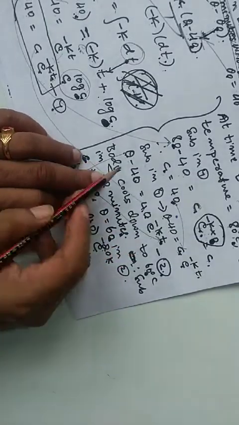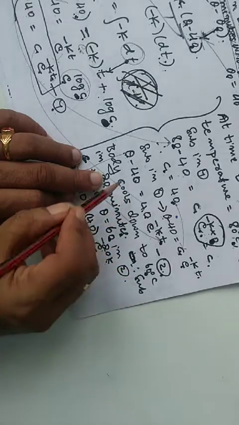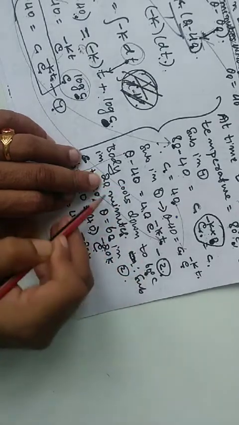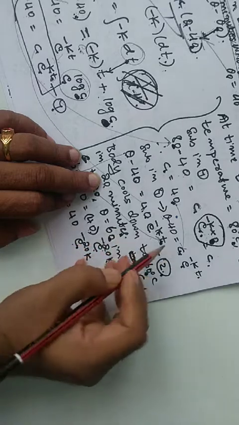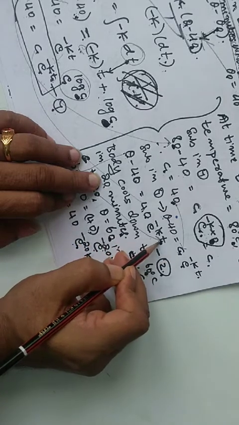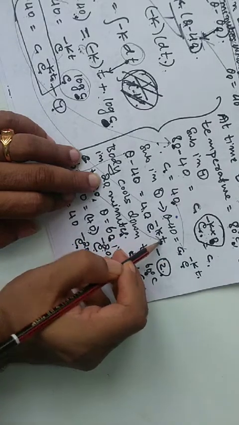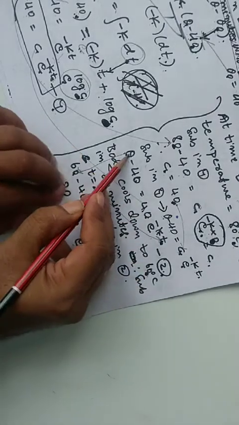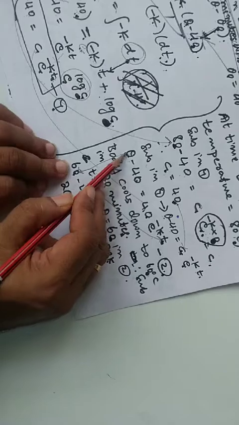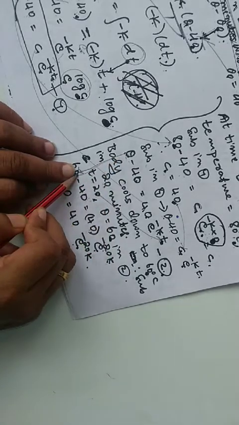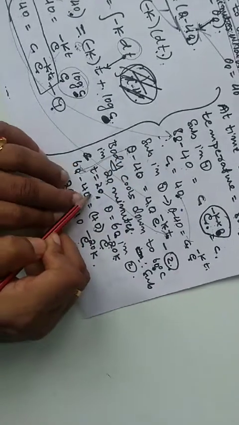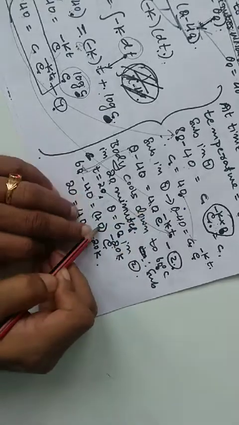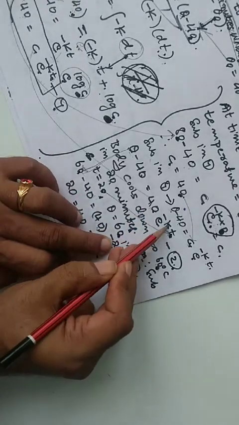Now again, what is given? The body cools down to 60 degrees centigrade in 20 minutes. That means put t is equal to 20 here, and theta is equal to 60. Observe, theta is 60. I have put 60 minus 40 is equal to 40 into e to the power minus k.